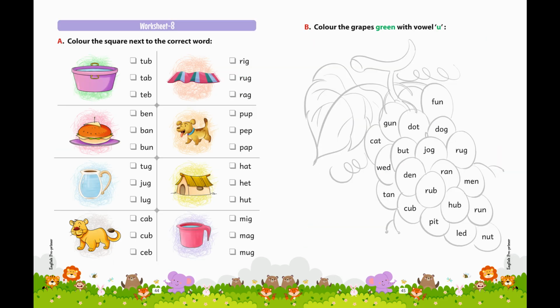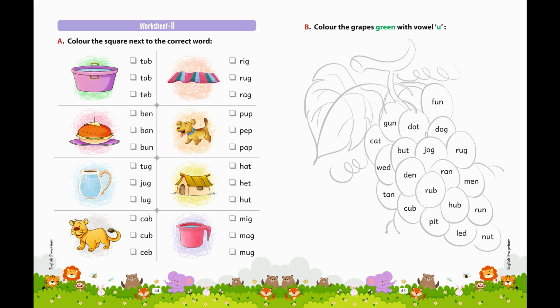Let's look at the pictures and read the words carefully. We will color the square next to the correct word that matches each picture. Ready? Let's begin. What is this? Yes, it's a tub. Color the square next to tub. Here we have a rug. Color the square next to rug. Yummy! It's a bun. Color bun.